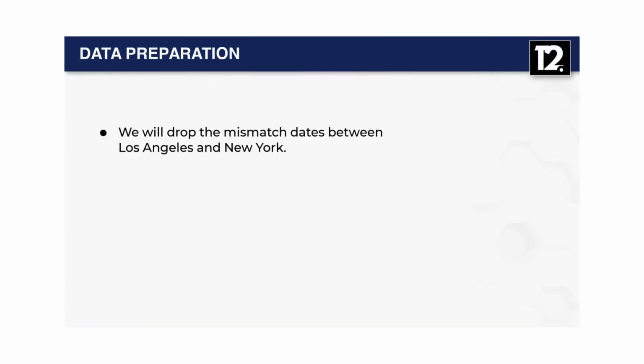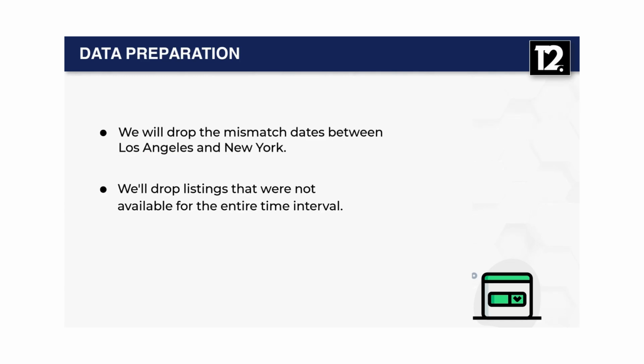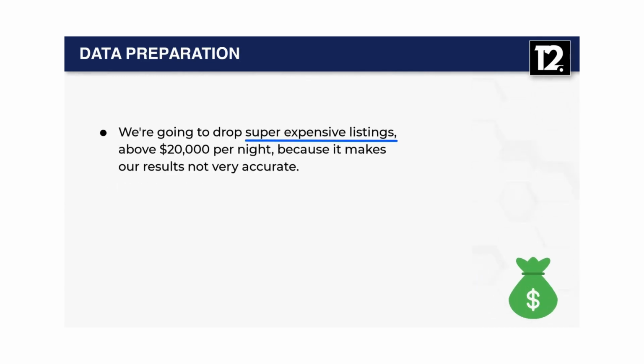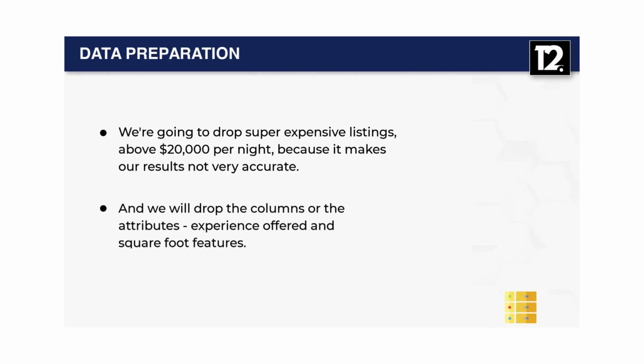As we prepare the data, we will drop the mismatch dates between Los Angeles and New York. We'll drop listings that were not available for the entire time interval. We're going to drop super expensive listings above $20,000 per night because it makes our results not very accurate. And we will drop the columns or the attributes, experience offered and square foot features.